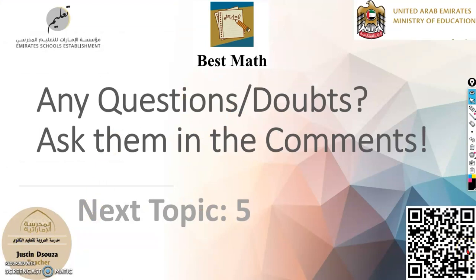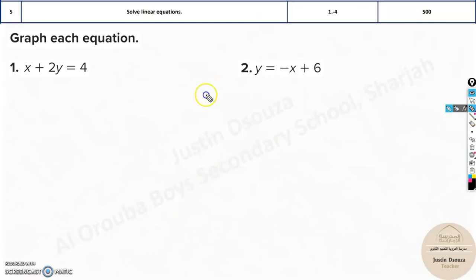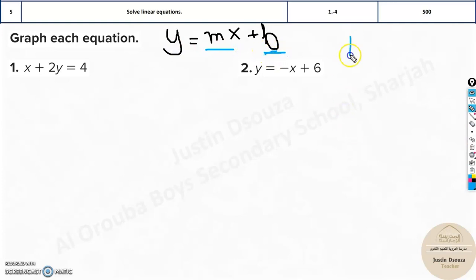The topic number 5 is another basic topic. It is about graphing. Now, this is the equation x plus 2y equals 4. It's a linear equation. How do you graph it? So you need to remember this equation, y equals mx plus b. I'm sure you've come across this many times. This is the slope-intercept form, where m is the slope and b is the y-intercept.